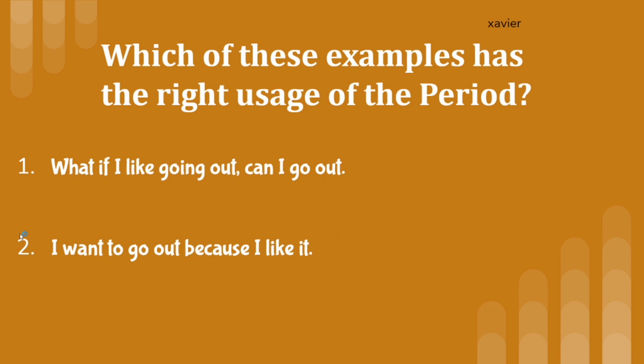The reason why is because the first sentence says, what if I like going out? Can I go out? The end of the sentence here, it's a question. So this sentence should have a question mark. And this here, I want to go out because I like it. It's a statement, not an exclamation or a question. So it ends with a period.